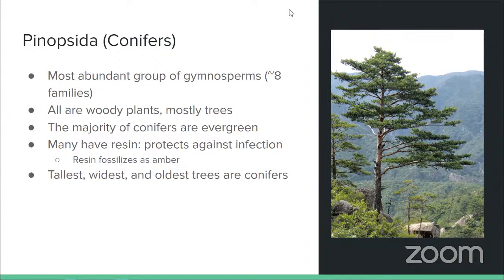Pinopsida are also cool because they have a lot of really outstanding examples. The tallest tree is a conifer, the widest tree is a conifer, the oldest tree is a conifer. And we're going to take a look at them because they're amazing.